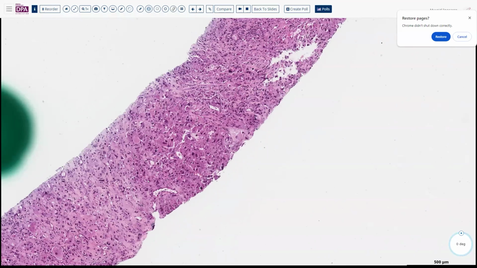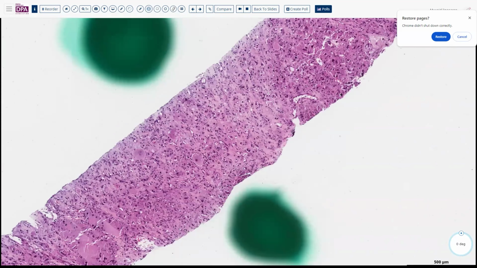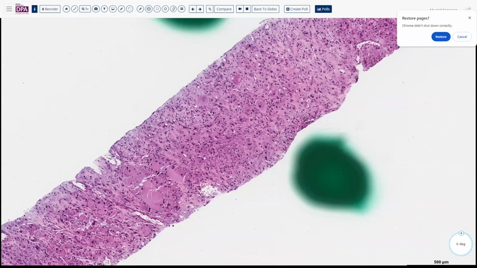So pretty much this was negative for all epithelial markers. It was negative for the hepatocytic markers.